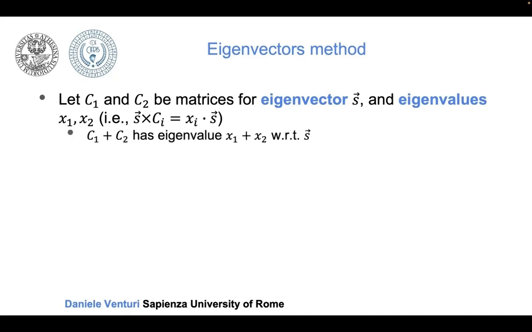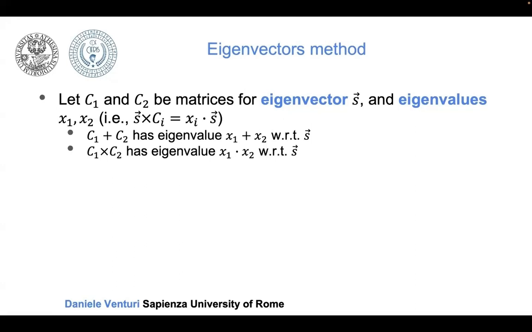So what can we observe about this structure? If I add up two matrices that satisfy the previous equation, then the eigenvalue of the matrix C1 plus C2 is going to be x1 plus x2, and the eigenvector is still S. And similarly, if I multiply two matrices, I still get a matrix which has eigenvalue x1 times x2 with respect to the same eigenvector S. So this is very nice.